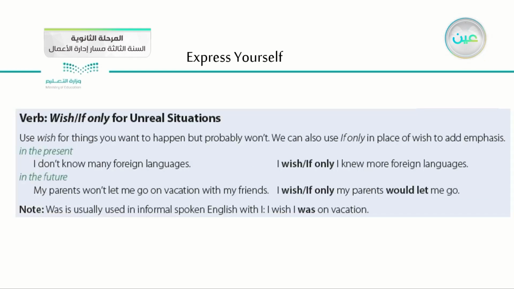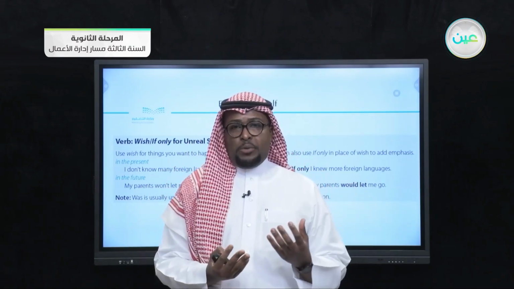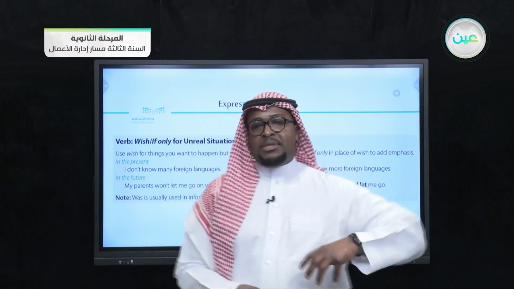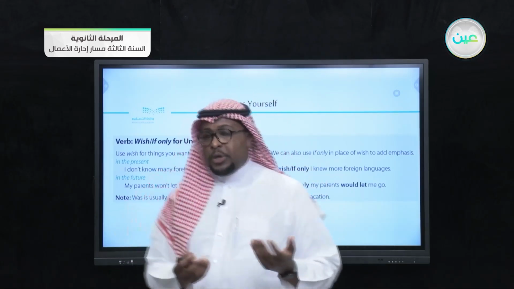Of course, here we move to the second part of the important things. Here we have wish and if only for unreal situations. So here we'll go over something very important, which is how to use the verb wish. If we go over the definition here: use wish for things you want to happen, but probably will not. We can also use if only in place of wish to add emphasis. So we use the verb wish if we imagine something that we want to happen, but in real time it will not happen. This is the way we use wish.